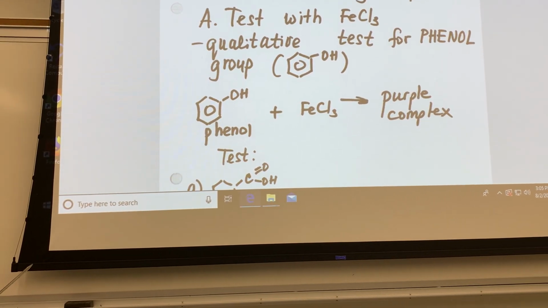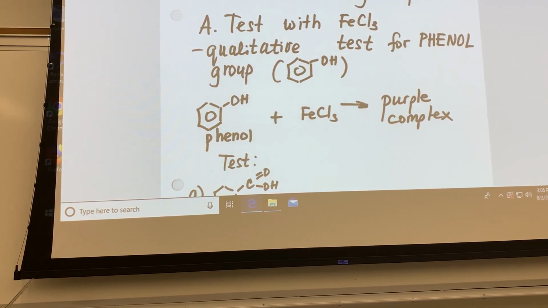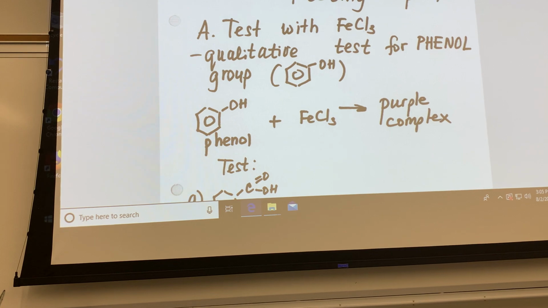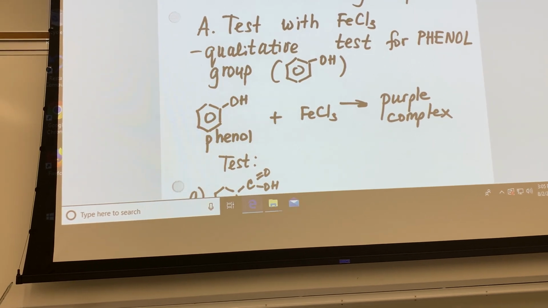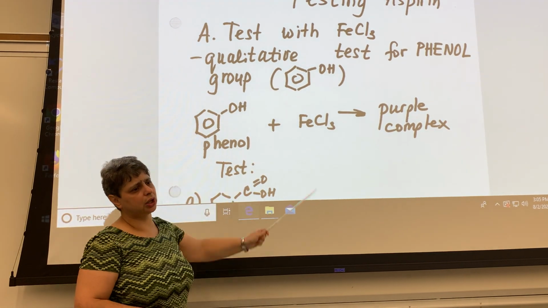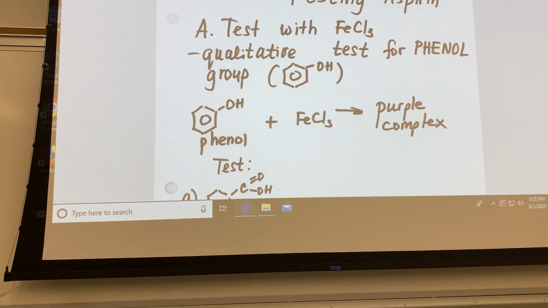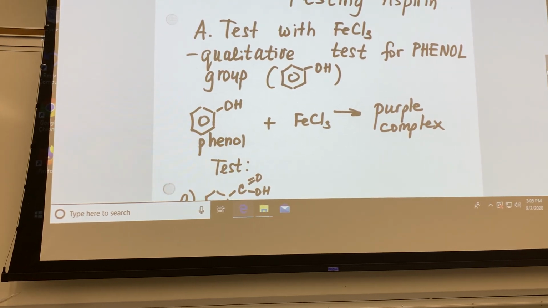So here you're going to be testing various samples. The test is very simple. You're going to take a spatula full of the solid that you're testing, place it in a clean test tube, and add several drops of ferric chloride solution that will be available in the hood, and then check and see what kind of color change you get or don't get.